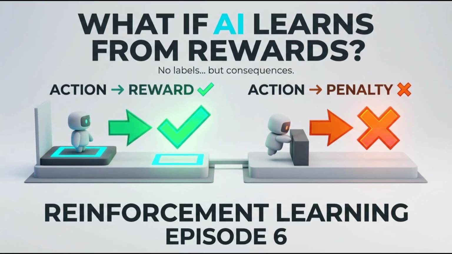And now we've reached an even more interesting question. What if AI doesn't have labels, but it does have consequences? What if it takes an action, gets a reward, or receives a penalty, and then learns from what happened? That's a completely different way of learning. And that's what we'll explore in the next episode. Reinforcement learning. No answer key. No predefined labels. Just actions, consequences, and learning.